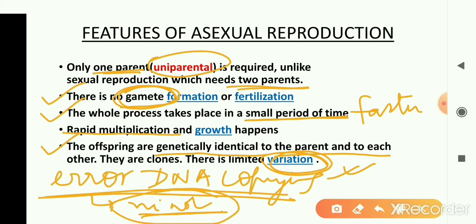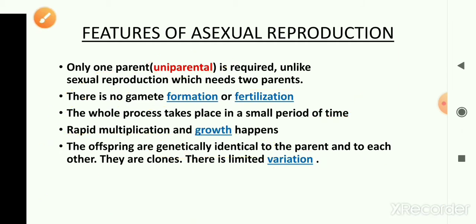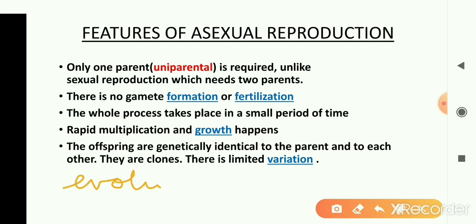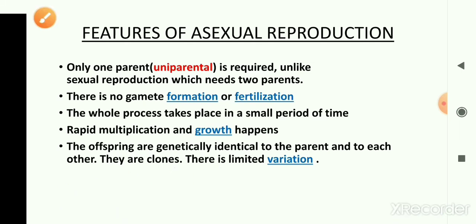So error in DNA copying being the only reason for variation in asexual reproduction, and that too a minor error, this shows that the young ones produced as a result of asexual reproduction will be genetically identical. They'll be the same as the parent with very slight variation. And because of very little variation being produced, the process is not so important for evolution and formation of species, because for evolution, variations serve as raw materials, and here the variations produced are quite less. So these are the features of asexual reproduction.